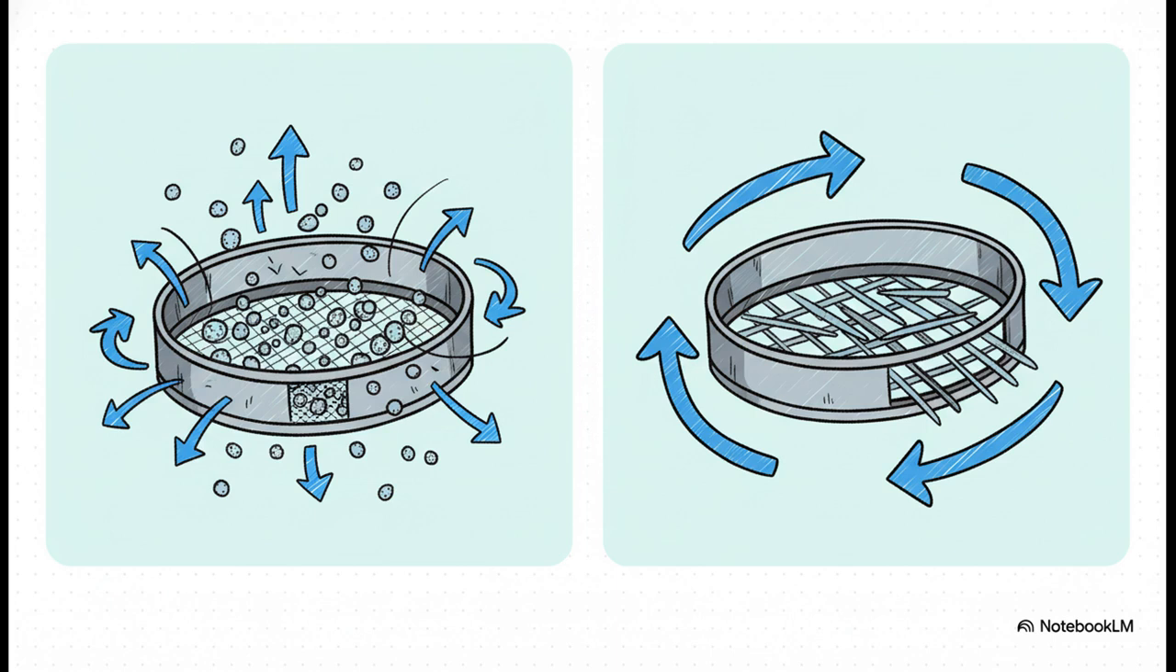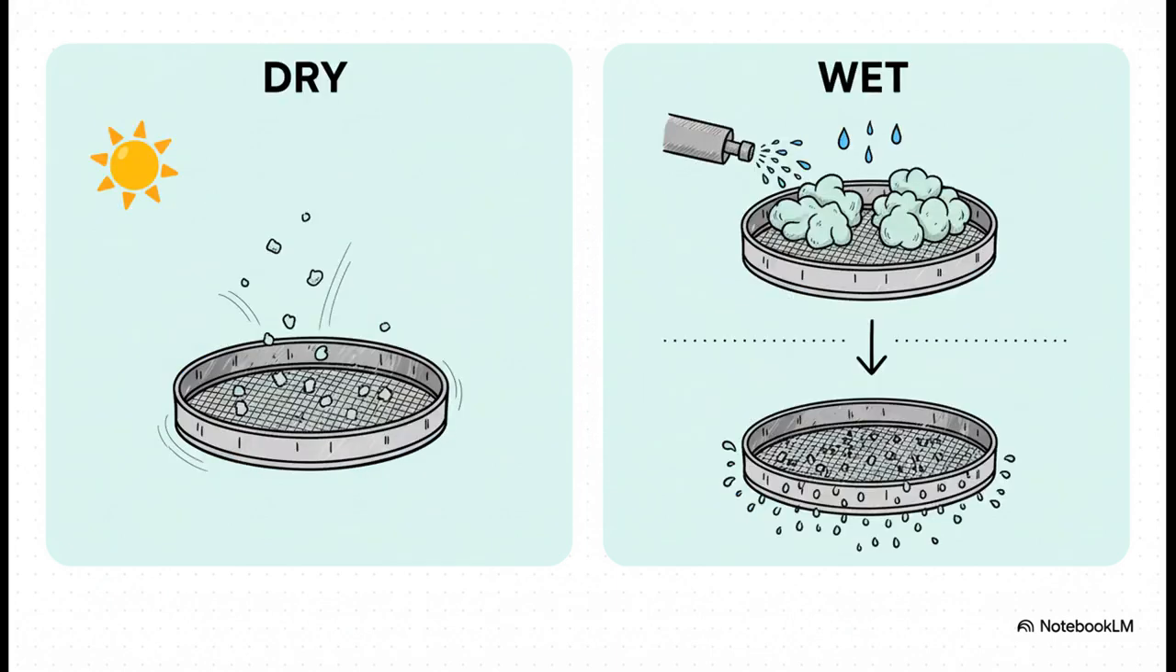Another big choice you have to make is the environment. Most of the time, you'll do this dry. It's simple, it's straightforward. But sometimes, especially with super fine powders, the particles get sticky. They clump together. For that, you use wet sieving. A special nozzle sprays water to help break up those clumps and wash the fine particles through the mesh, which gives you a way more accurate result.